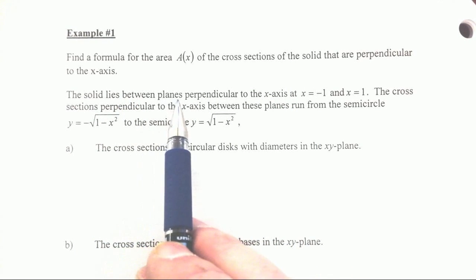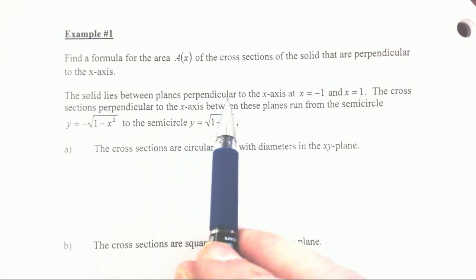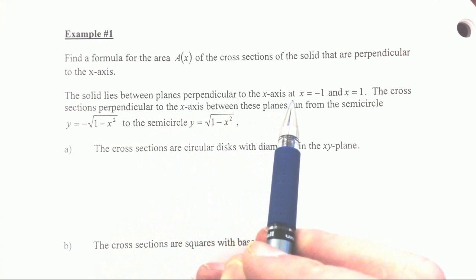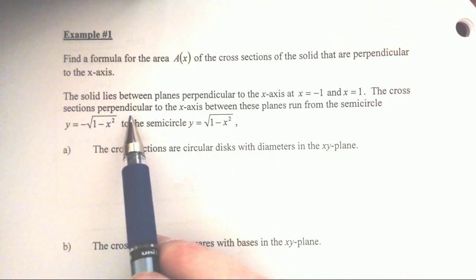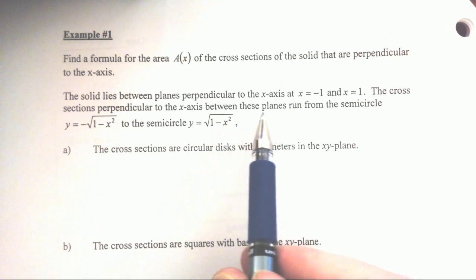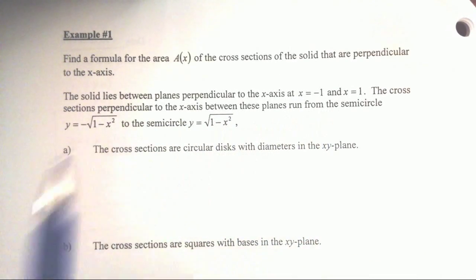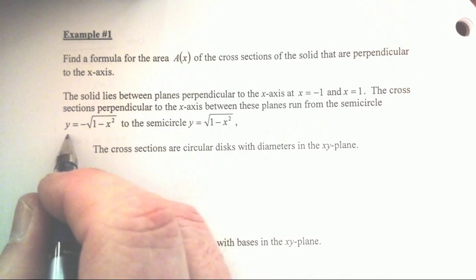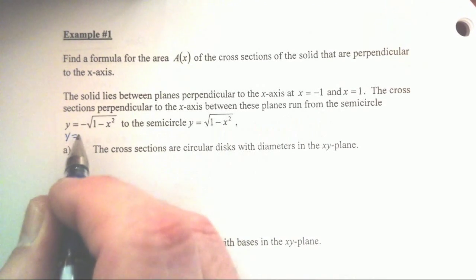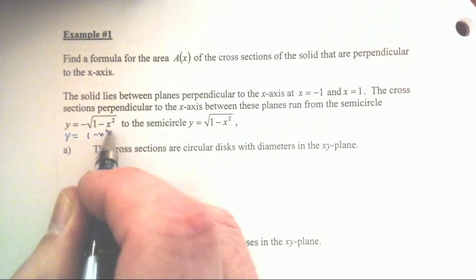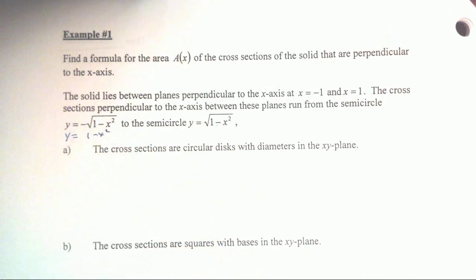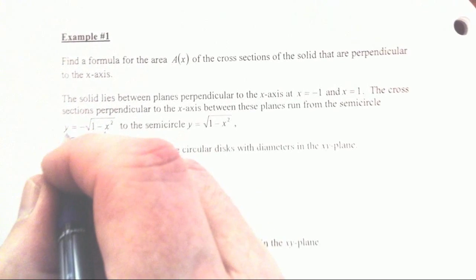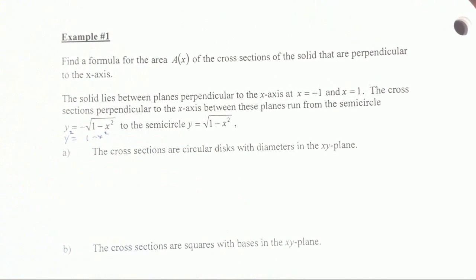So the solid lies between planes perpendicular to the x-axis at x equals -1 and 1. The cross-sections perpendicular to the y-axis between those planes run from the semicircle. If I take either of these equations and square them, I get y squared equals 1 minus x squared. Both of these become that. And if I add x squared to both sides, we get y squared plus x squared equals 1.